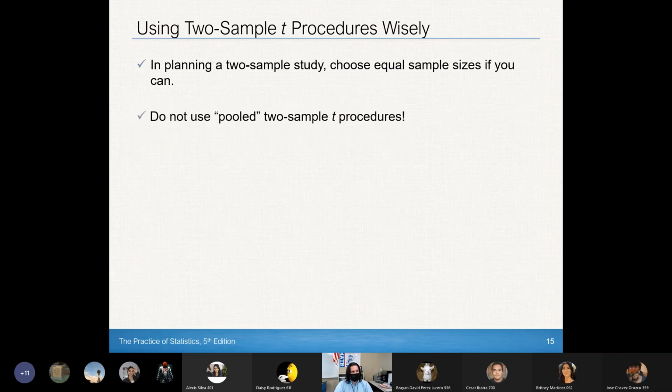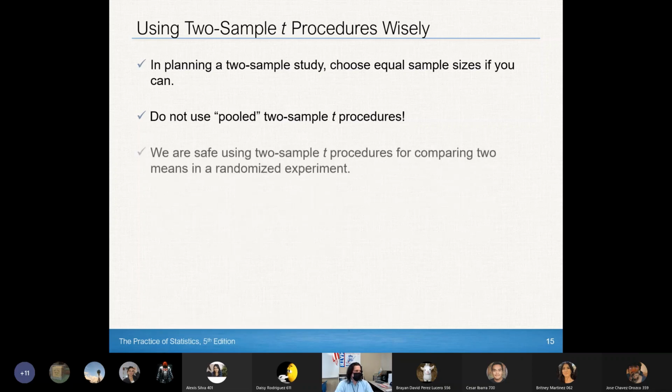Do not use pooled two-sample t procedures. We're not going to get into how to do this because we don't need to. If you see it, don't use it. If it's suggested, would you use this or a pooled one? We're not using a pooled two-sample t procedure, so don't choose it. We are safe using two-sample t procedures for comparing two means in a randomized experiment. Right? So if we're conducting an experiment and we get means from this experiment, we can use a two-sample t procedure in this.